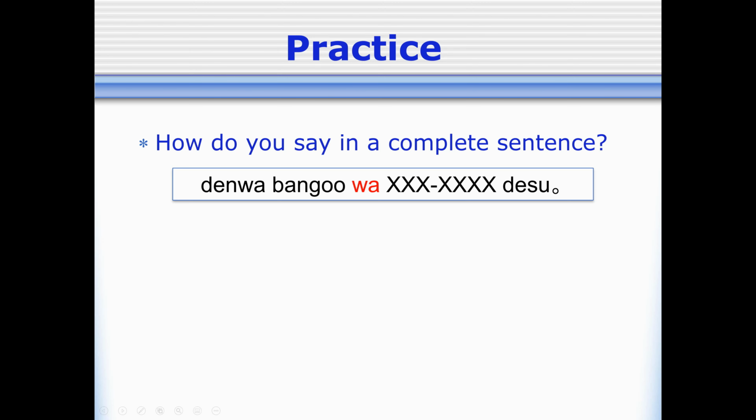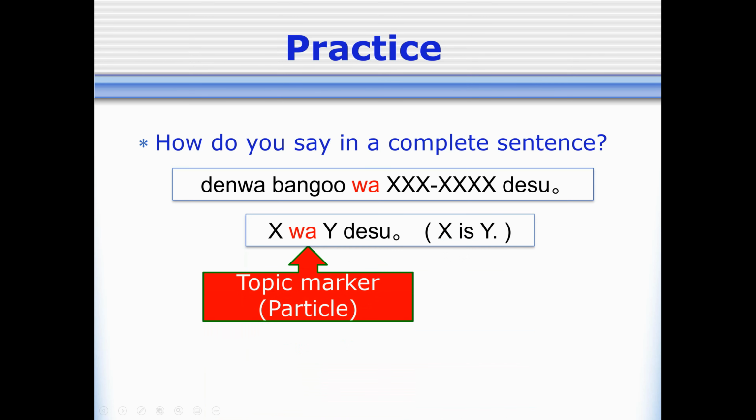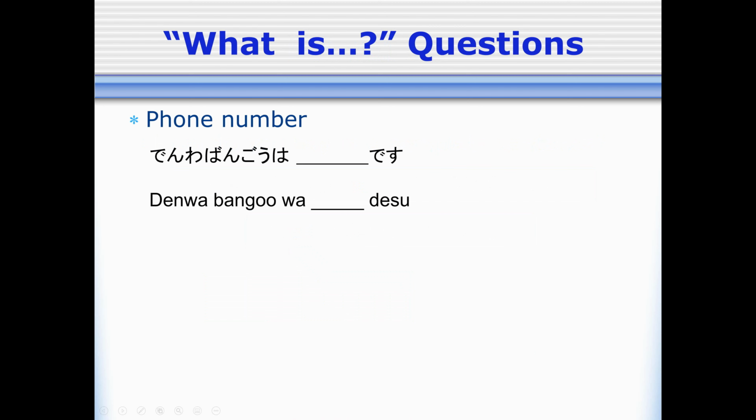How about if we want to ask someone's phone number? So this is a new kind of question, but it follows the same kind of structures we've been talking about so far. So we have our x は y です。電話番号は something です。In English, when we ask a question, we have to rearrange the whole sentence, which makes it pretty complicated. But in Japanese, we don't have to do that.